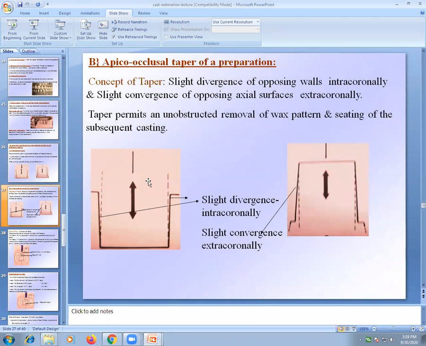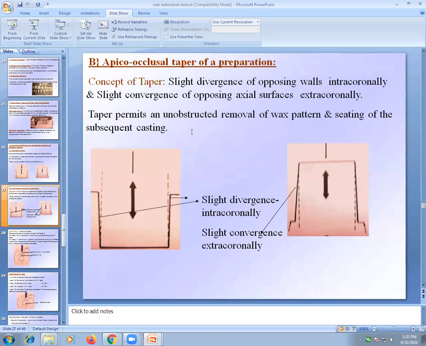Apico-occlusal taper of the preparation. As you all know, for inlay cavity preparation, we require slight divergence, right? 2 to 5 degrees to the opposing walls. So slight divergence of the opposing walls intracoronally and slight convergence of the opposing axial surfaces extracoronally, right? For inlay, we want this slight divergence, and for crown we want slight convergence.